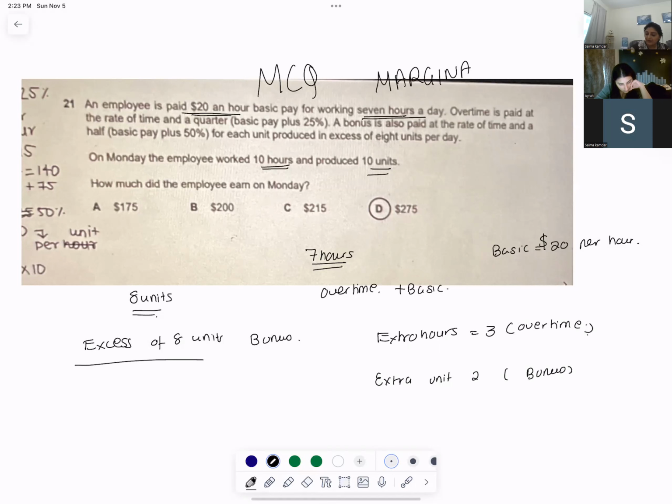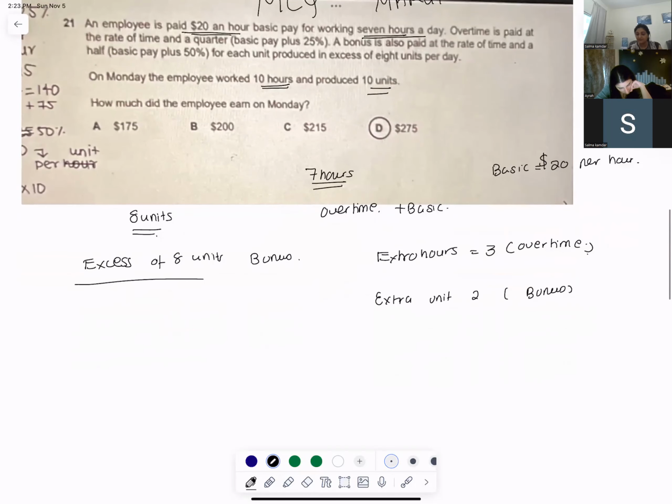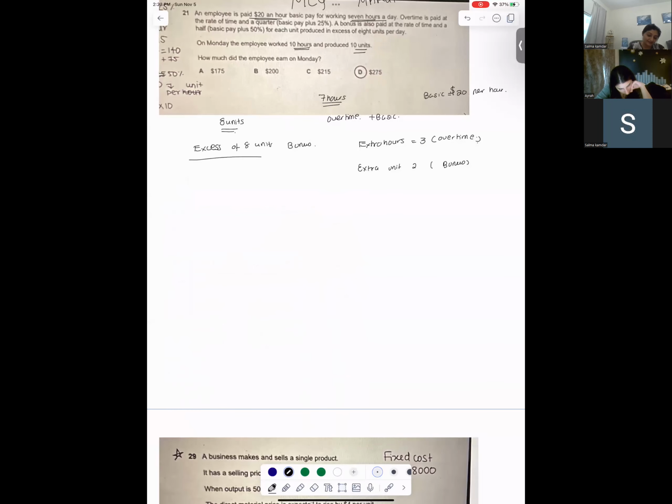Now, in all, how many hours you have worked? 10 hours. So you are going to get your basic pay $20 per hour into 10 hours you're working. So we'll take this only for 7 hours. So you'll do 20 into 7. So you're going to get 140 for sure.